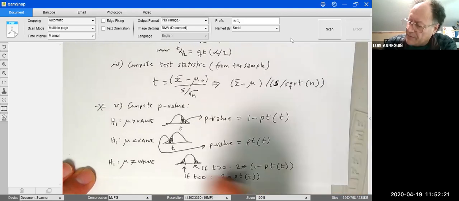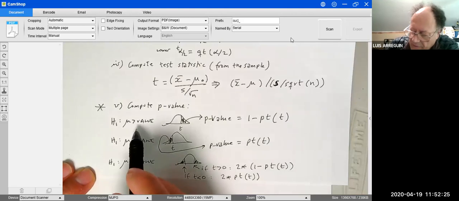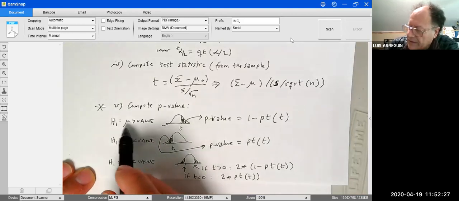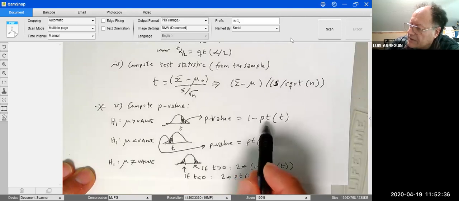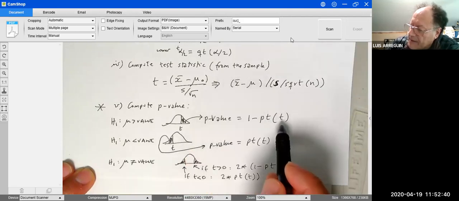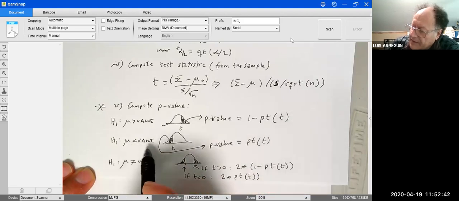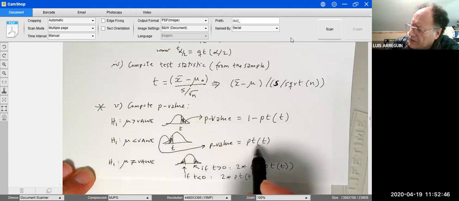To compute the p-value, again, there are three possible scenarios. All those cases depend on the alternative. If you have a parameter greater than a value, again, you have a right tail test. So the p-value is going to be just 1 minus pt of the test statistic that you found in the previous step. If you have the left tail test, you're going to use p-value equals pt of t.